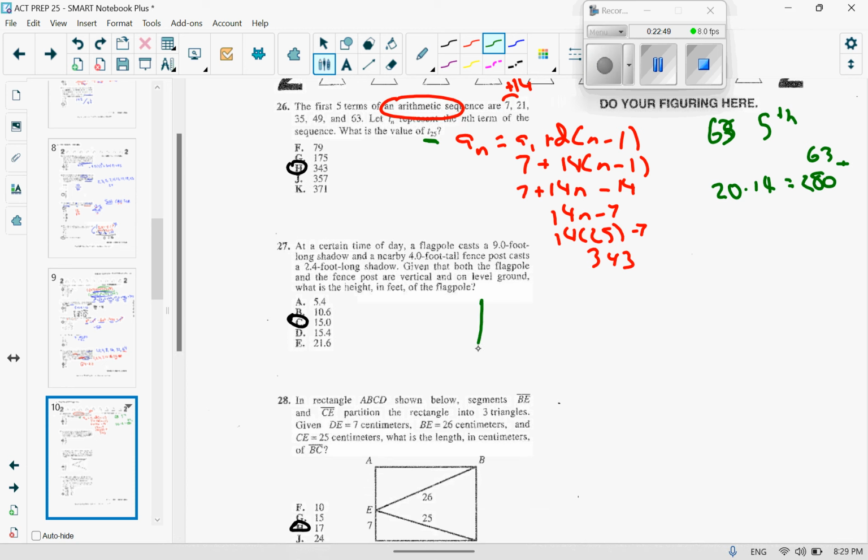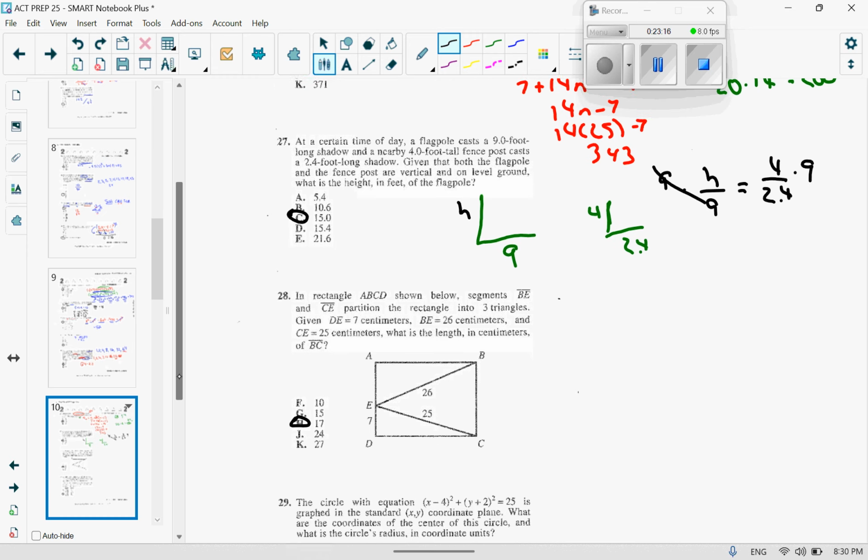27, we have a flagpole. They cast a 9-foot shadow and a 4-foot tall fence. They cast a 2.4 shadow. This is just a ratio question, so I'm finding the height of this. So h over 9 has to equal 4 over 2.4. Multiply both sides by 9 and type that all out. We would get C is 15.